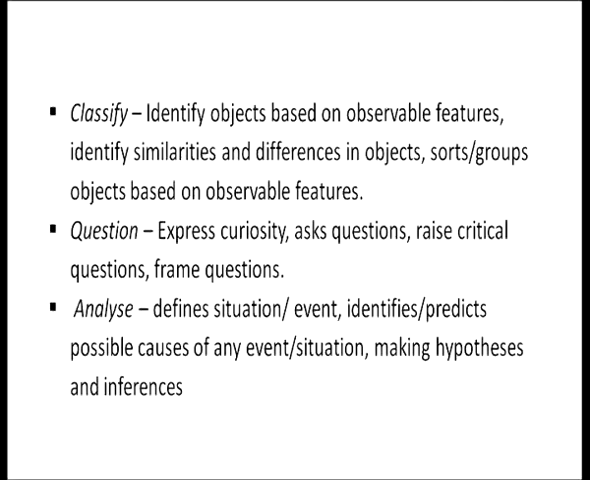Then we also talk about the ability of a learner to classify. So classification based on certain observable features of objects, like you have different vegetables. So based on the observable features, they would categorize these as, this is this type of vegetable, this is this type, and so on and so forth. Similarly, it can be with flowers, it can be with any objects that they interact with.